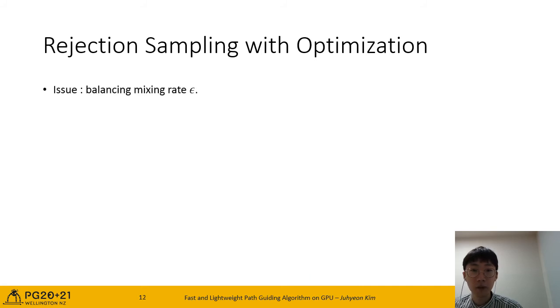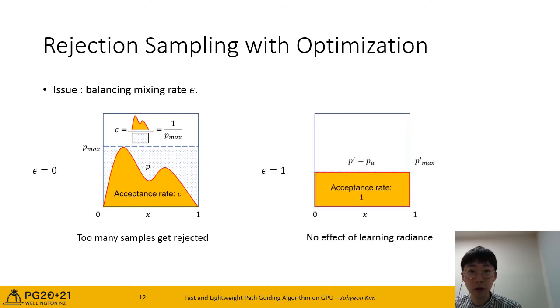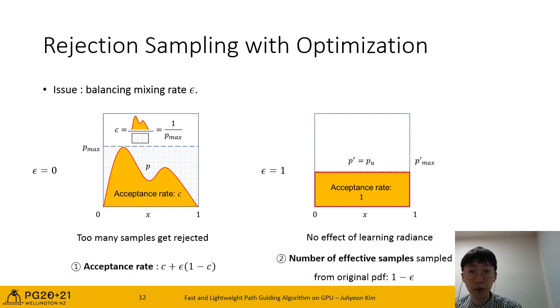Here, one issue is determining epsilon, that is, how much we will mix a uniform PDF into the original PDF. If epsilon is set to too small a value, then mixing will be of no use and too many samples will still get rejected. On the other hand, if epsilon is set to too large a value, then learning radiance will be of no use. Quantitatively, each effect can be represented as follows, and the optimal epsilon can be found by maximizing the product of the two terms.